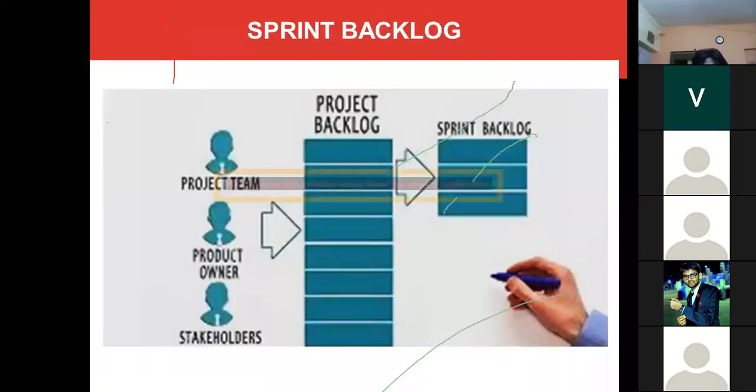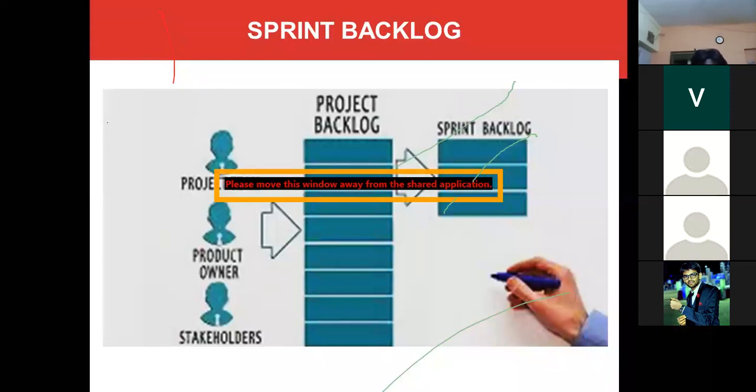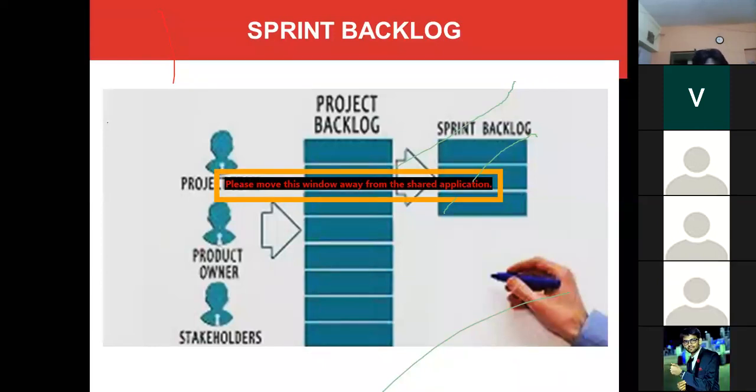Okay, as I said, this is the sprint backlog. The product owner, stakeholders, or project team members who have the authorization to write user stories, those user stories will be put in the product backlog. The prioritized stories from the product backlog will then be considered for the sprint backlog.